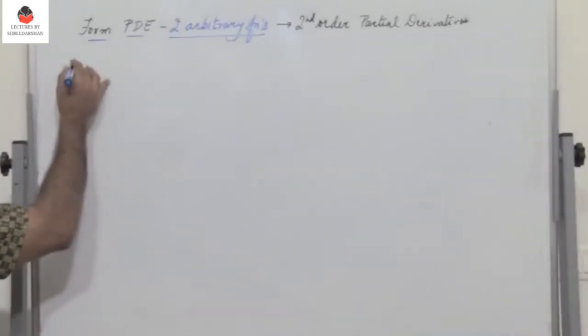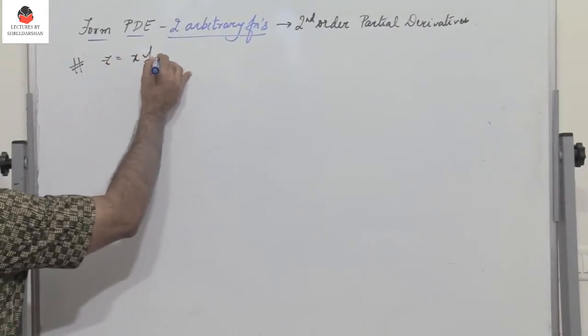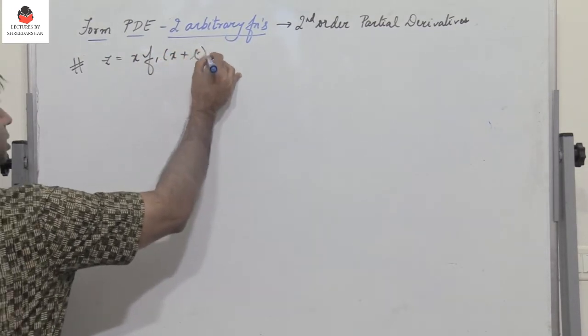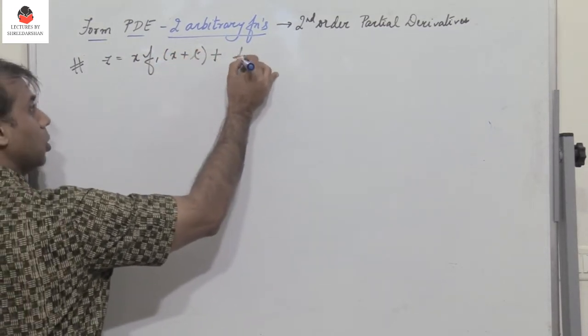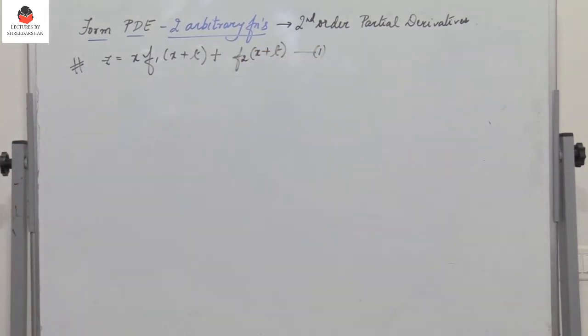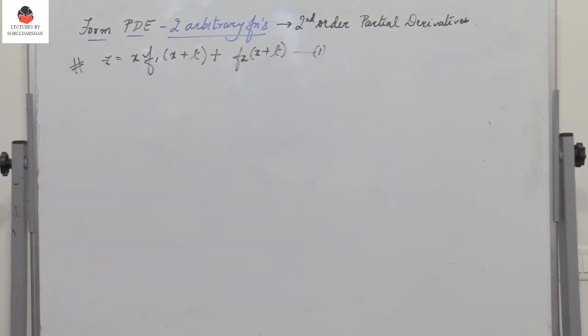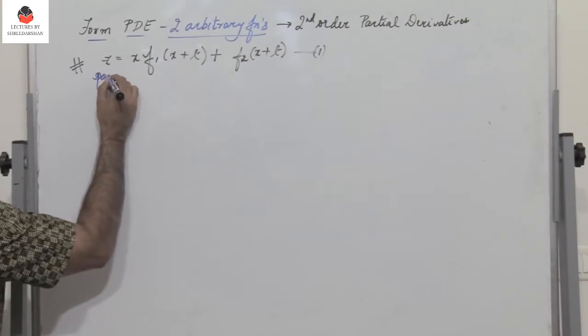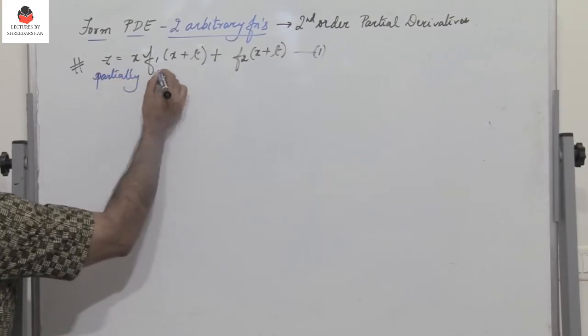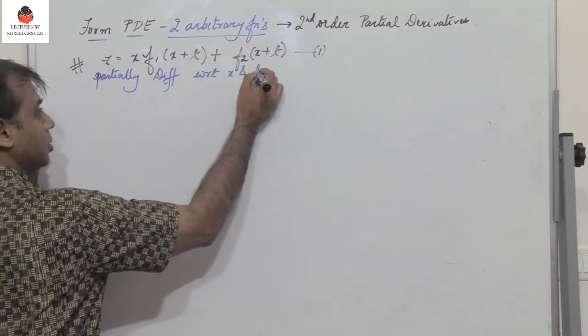Let's consider the first example. z equals x f1 of (x plus t) plus f2 of (x plus t). Call this equation 1. So we have two arbitrary functions f1 and f2. Now we have to partially differentiate z with respect to x and with respect to t.